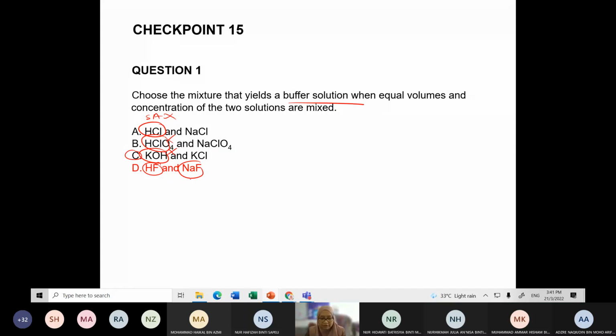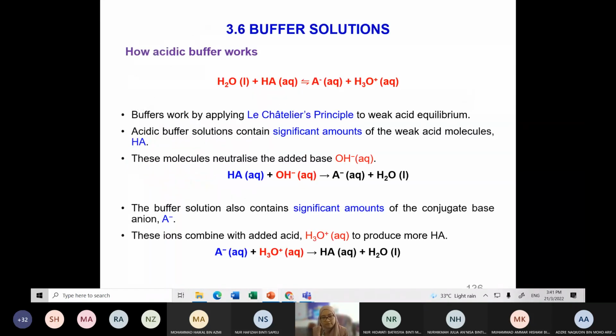So be careful. In a structured question, we can still consider partial marks; sometimes you can get 1, sometimes 1.5, sometimes half. But for objective, sorry, nothing can be done. Okay? Alright, so be careful again. Objective is the most critical. Okay, how buffer works. This is important.